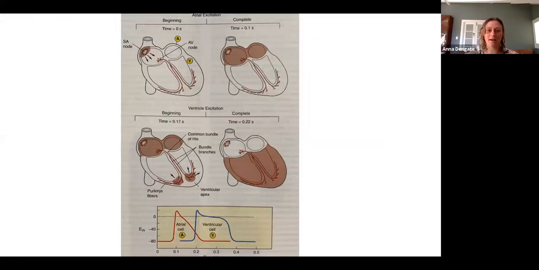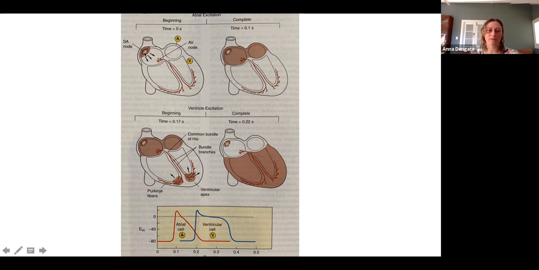I'm just going to keep an eye on the time because I don't want to keep you too long. We want to get to ECGs. I'm just so visual that I like this picture of where the conduction goes and how it goes. We're talking about the electrical signals in the heart, but then how long after the electrical signals the contraction happens.